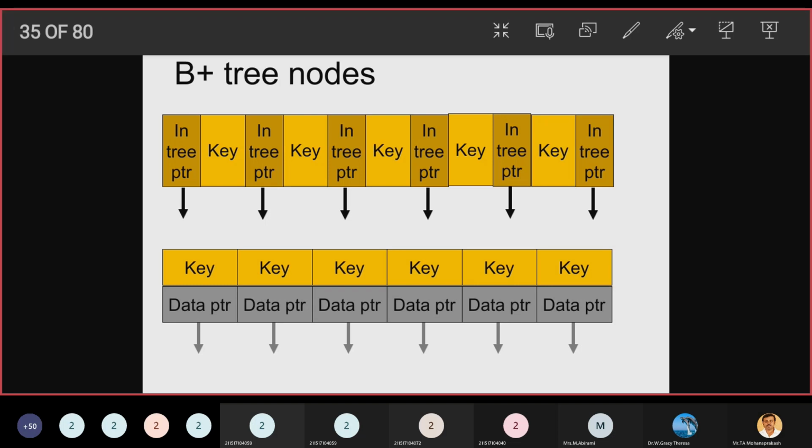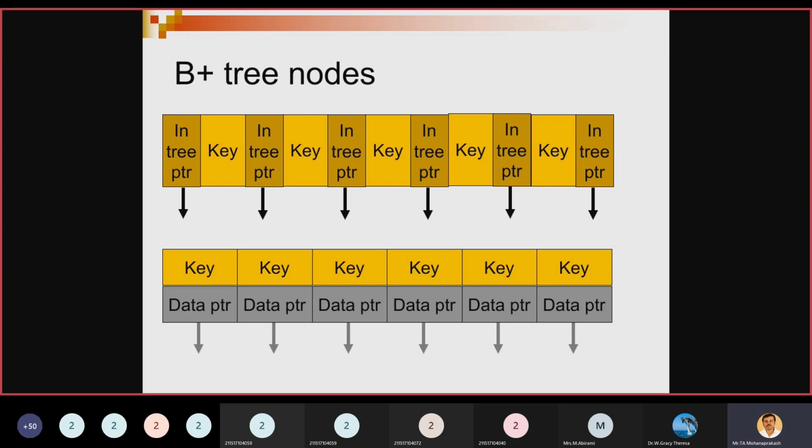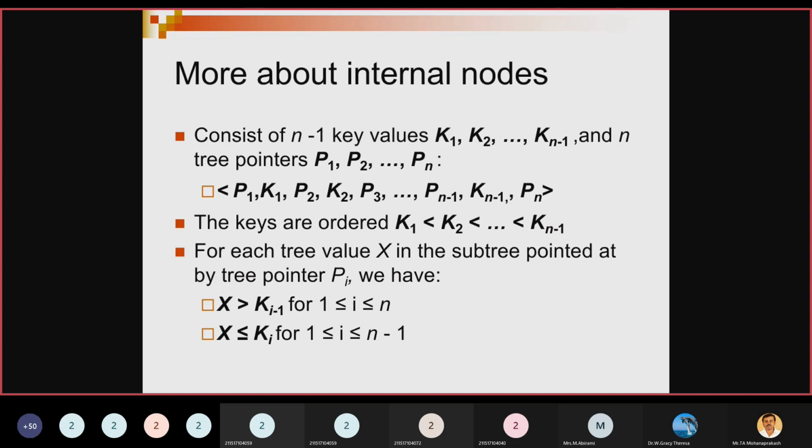So that is a B+ tree node, followed by the key and data pointer inside the next level of operation. Okay. Coming to more about the internal nodes, the key is always represented by K, and the pointers of your tree are always represented by P. Now I want to take it as a condition.